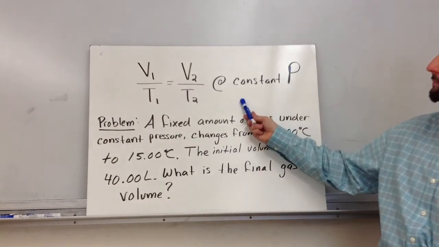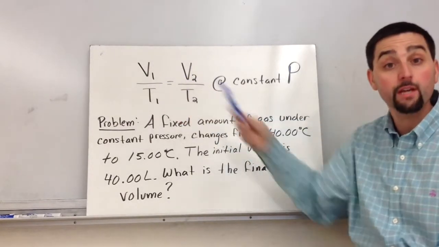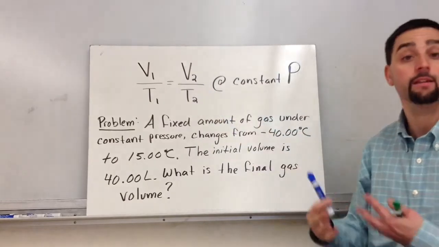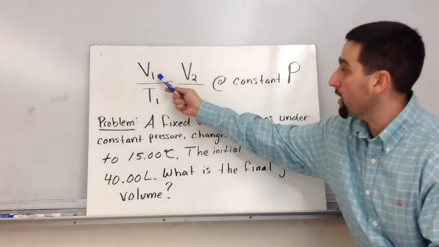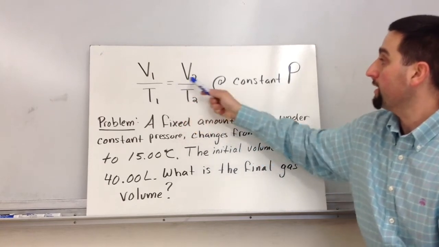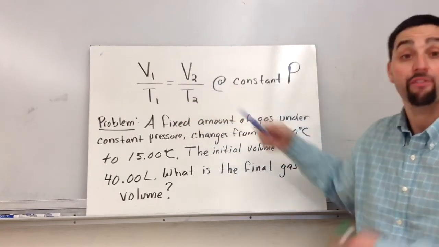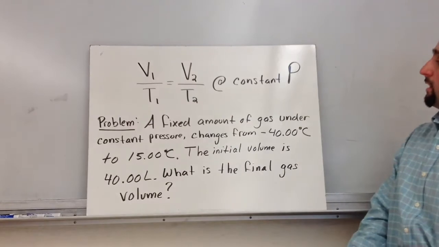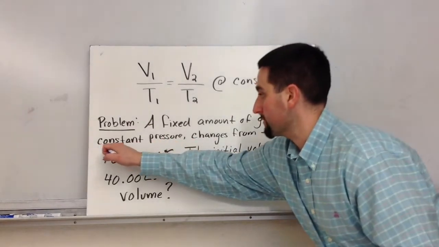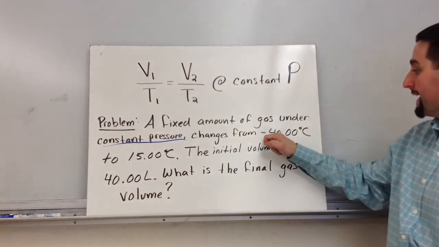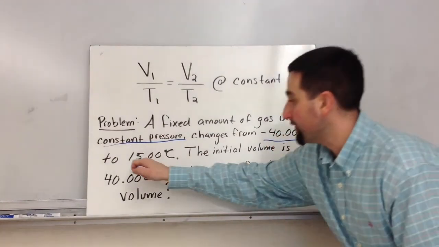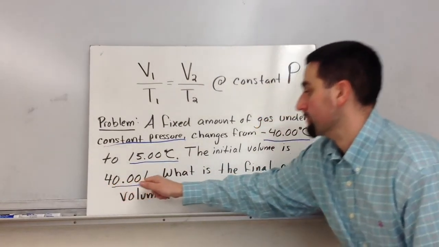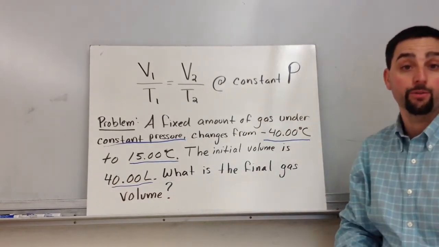Here's Charles's law. The volume and temperature under one set of conditions is proportional to the volume and temperature under a second set of conditions. The subscripts tell me my conditions: 1 is my initial and 2 is my final conditions, under constant pressure. Here's our problem. A fixed amount of gas under constant pressure changes from negative 40 degrees Celsius to 15 degrees Celsius. The initial volume is 40 liters. What is the final gas volume?